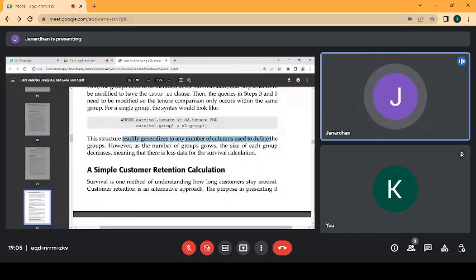However, as the number of groups grows, the size of each group decreases, meaning that there is less data for the survival calculations.